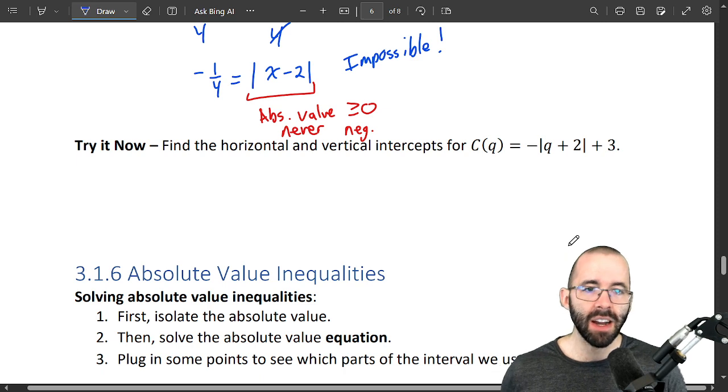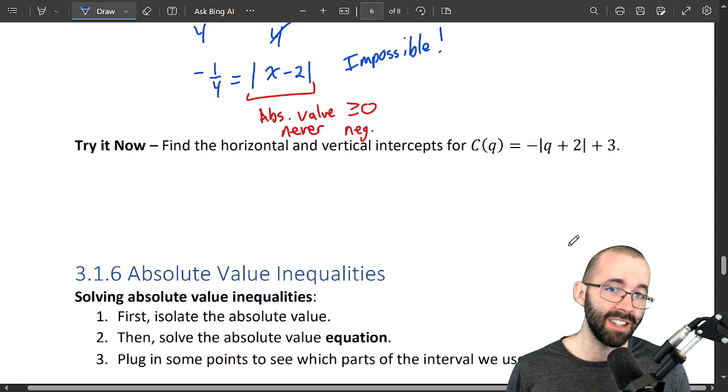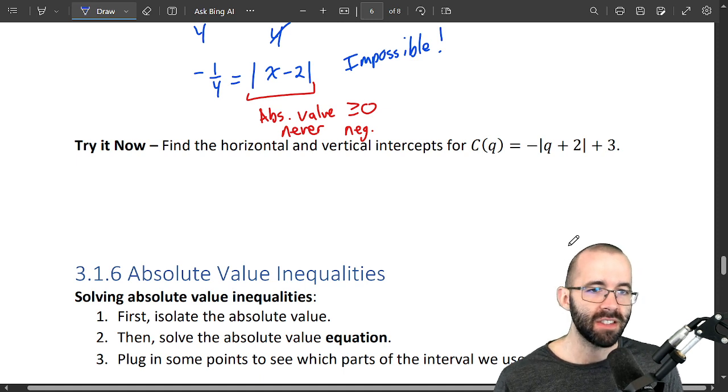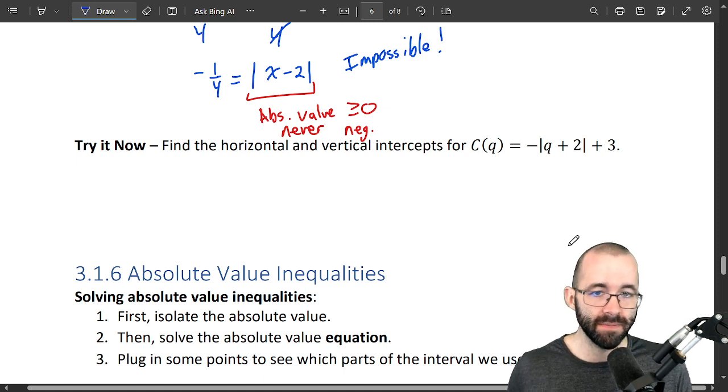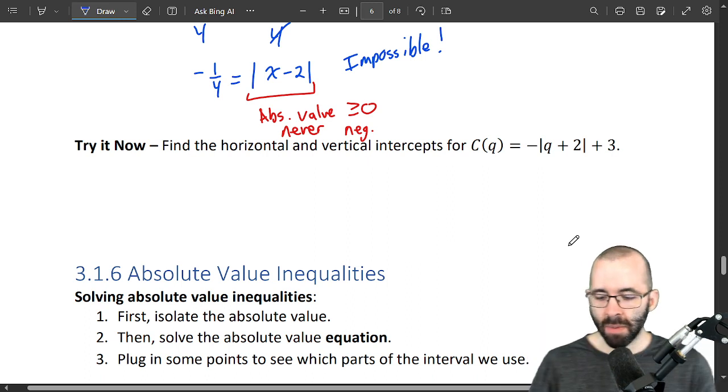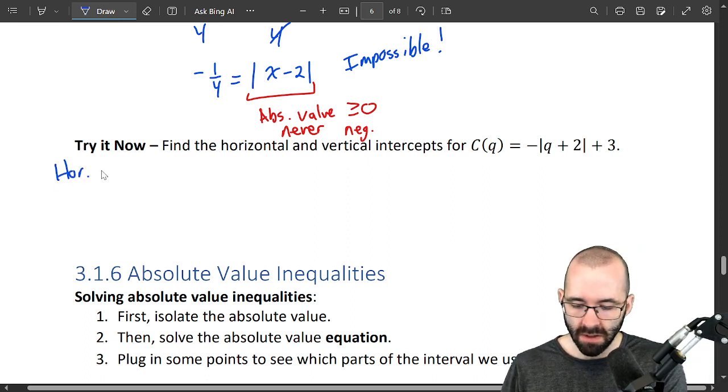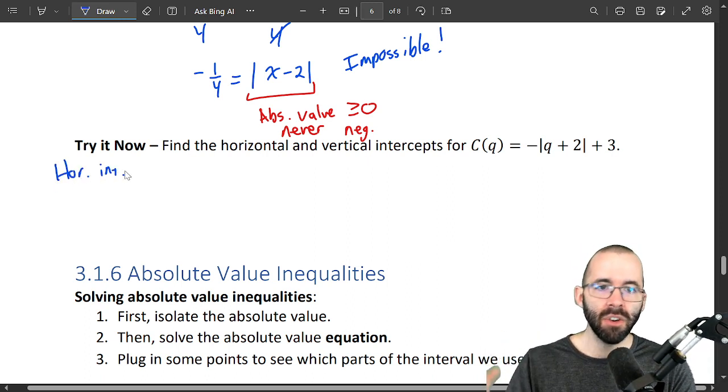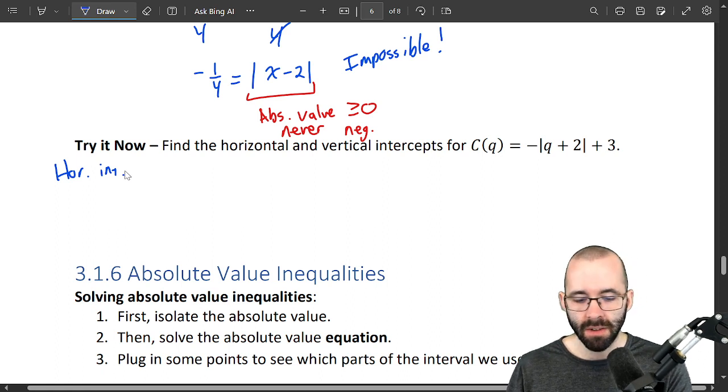So right now, pause the video. I almost certainly did not give you enough space for this. But find the horizontal and the vertical intercepts for this function. So remember the horizontal intercepts. That's where the vertical value, the output, is 0.